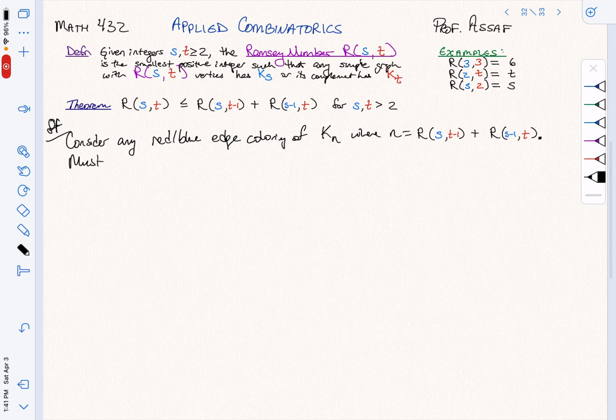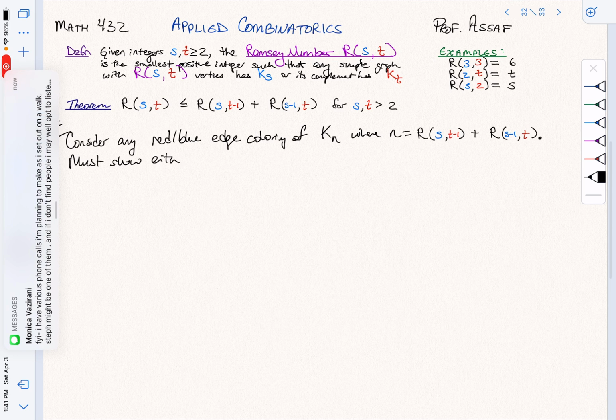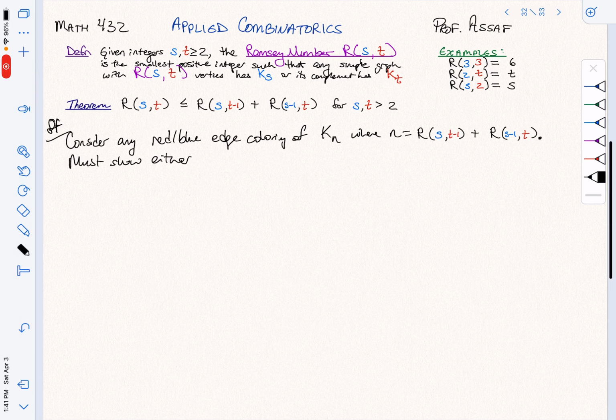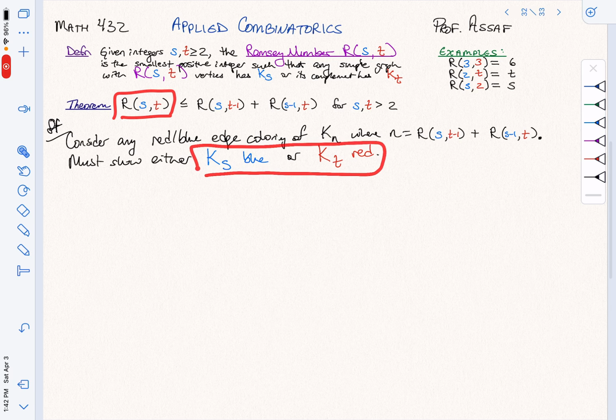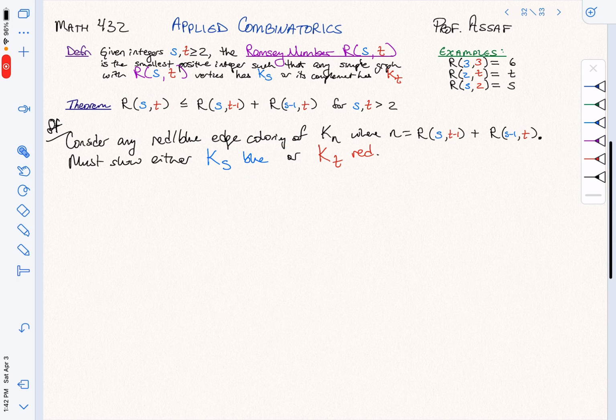We must show we either get a complete graph K_s which is blue, or a complete graph K_t which is red. That will show that at least this value of n guarantees us one of these cases. So the Ramsey number, being the smallest one, will have to be at most that big. Okay. The proof, again, the structure is going to be very similar to what we did for R(3,3). And the key there was to use the pigeonhole principle.